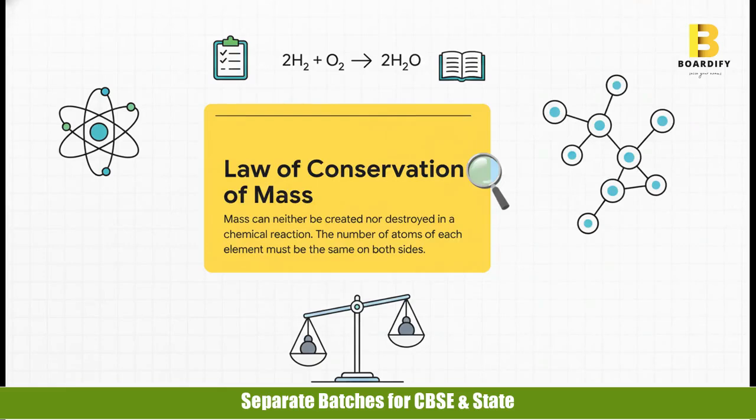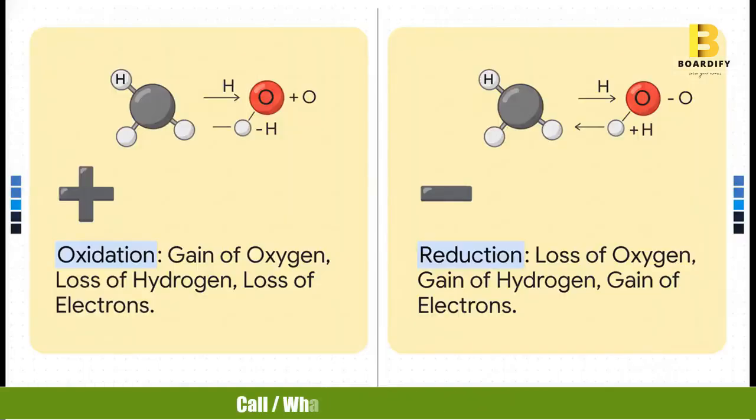The law of conservation of mass. This is basically the golden rule of all of chemistry. Atoms don't just appear or disappear in a reaction, they just get rearranged. So balancing an equation is just our way of doing the chemical bookkeeping to make sure we're following this super important law. Now, let's talk redox.